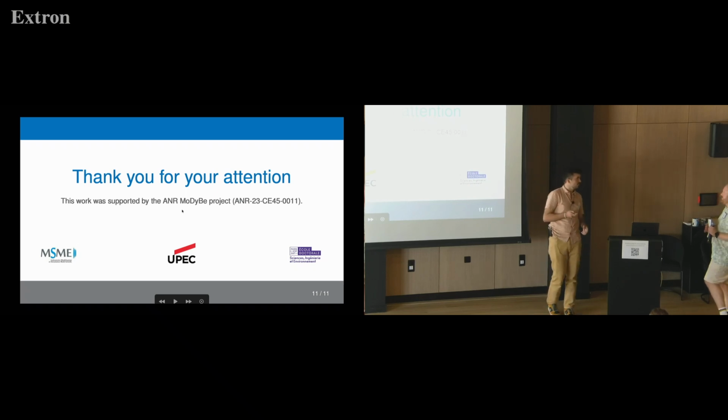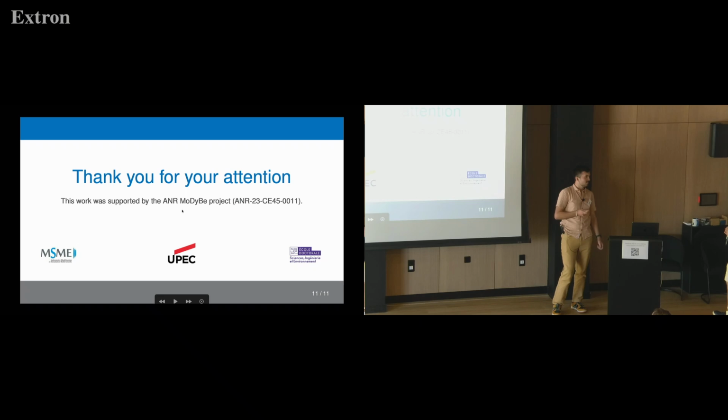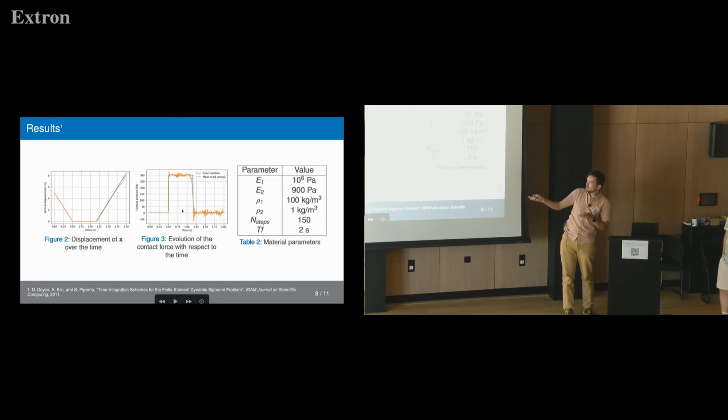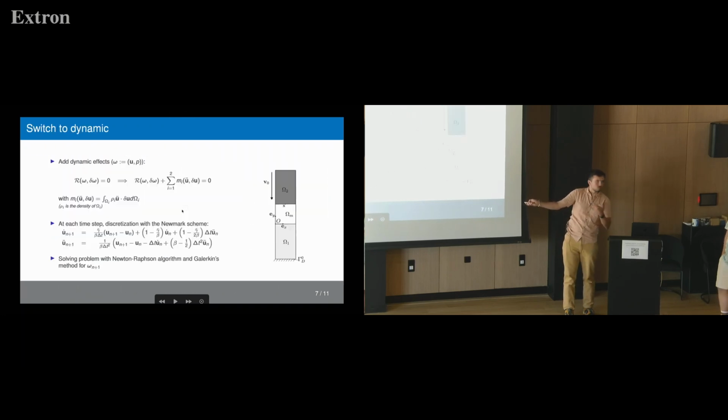So I have a question for you. I've also tried to use this method, and I tried to do it in 3D. Have you tried to use it in 3D? Not yet. That's planned. But I know that there is a paper from Riggers, I think, that proposed to implement this method in 3D. So that's basically an extension of the previous formulation.